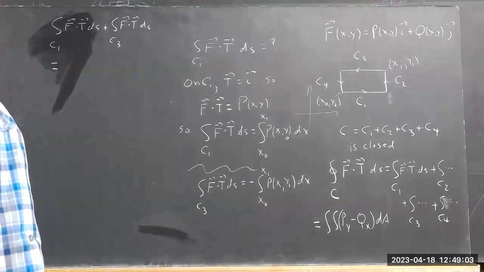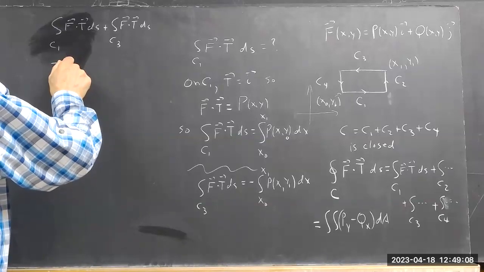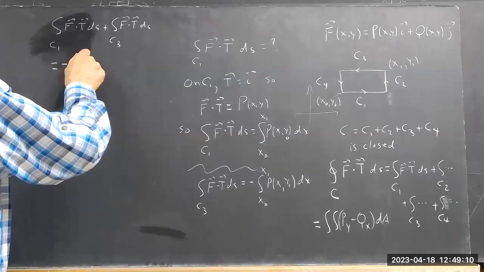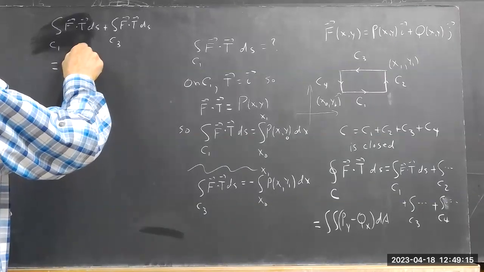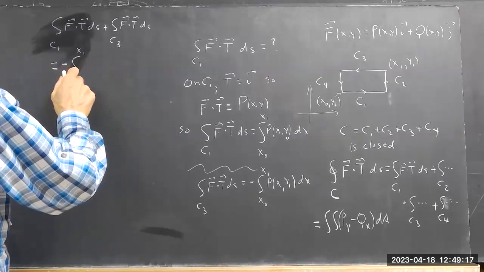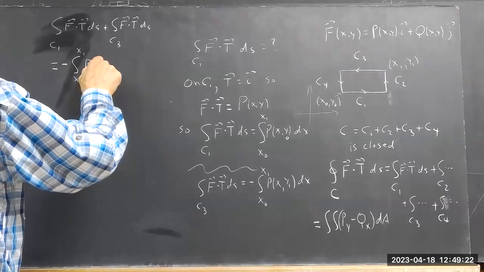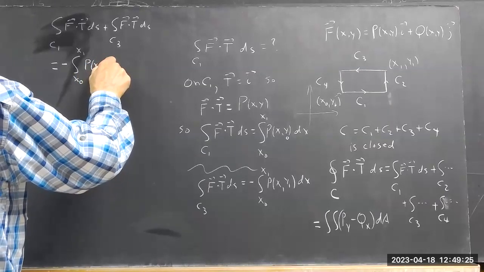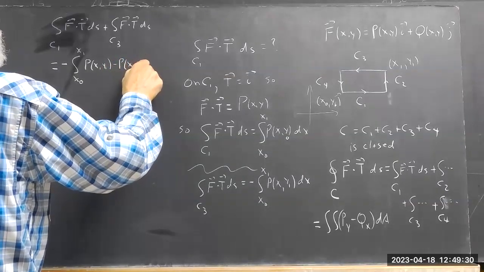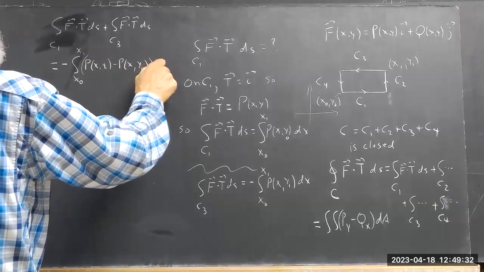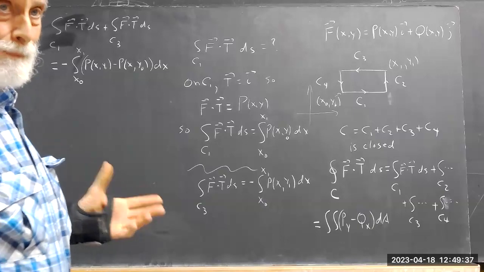Equals the negative of the integral of p of x, y1 minus p of x, y naught dx. Get all the signs right.